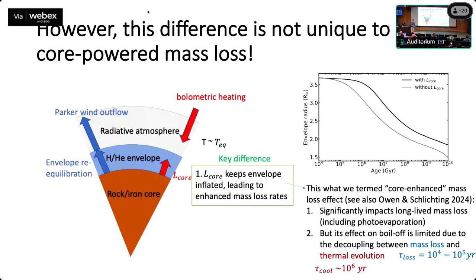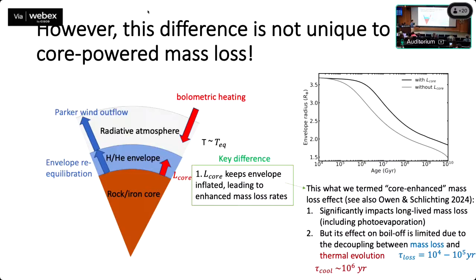Now let's talk about the differences between boil-off and core-powered mass loss. It's only about the role of core luminosity, so there are two effects. The first difference is that the core luminosity keeps the envelope inflated because it heats up the envelope from the bottom. This can lead to an enhanced mass loss rate because the Parker wind is very sensitive. The Parker wind mass loss rate sensitively depends on your radius. So the larger the radius, the faster the mass loss rate, because the scale height is large. It makes the pressure gradient larger to push the material up.